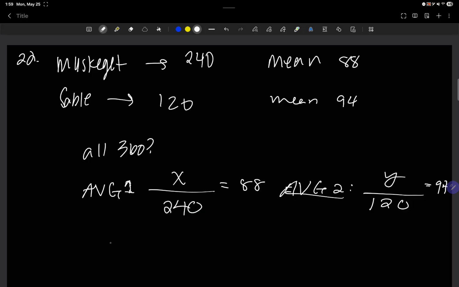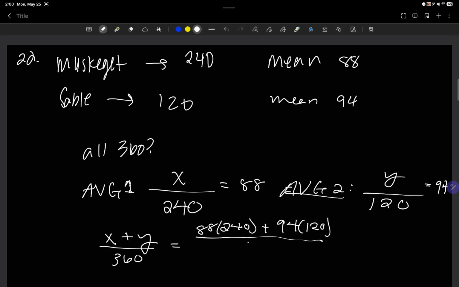And then you would do x plus y, the mean of all of them, that'd be over 360. So you would have the 88 times the 240 plus the 94 times the 120, all over the 360. This is a no calculator. Yeah, I'm trying to think. Surely there's something we can do.